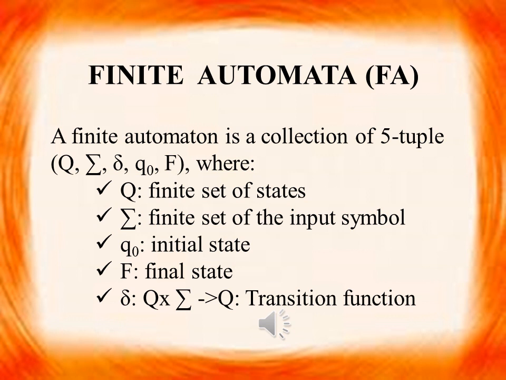A finite automaton is a collection of 5 tuples, that is Q, sigma, delta, Q0 and F, where Q is called a finite set of states, sigma is a finite set of input symbols, Q0 is the initial state, F is the final state, and delta is Q cross sigma, which implies Q. So this is called the transition function.